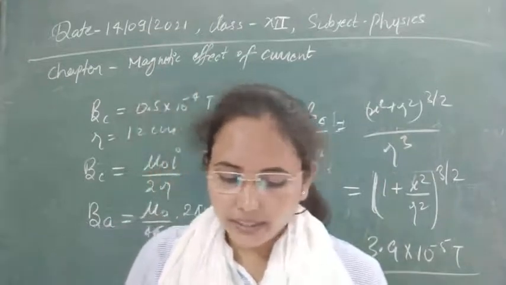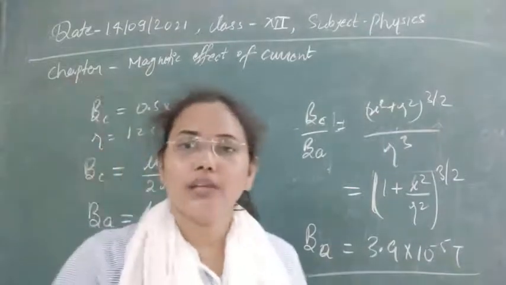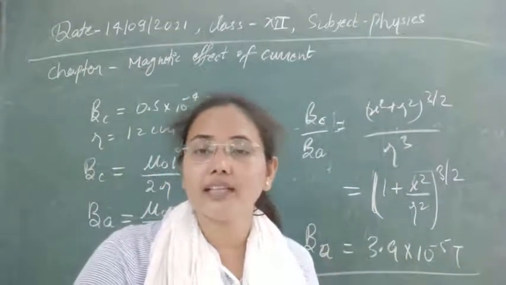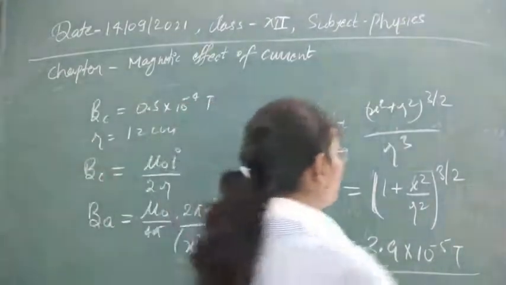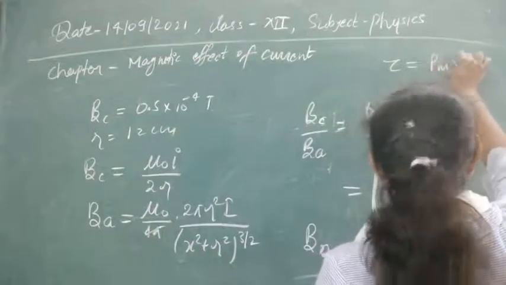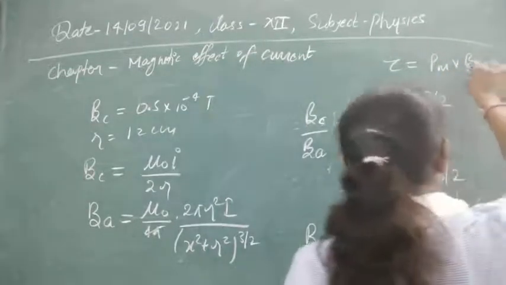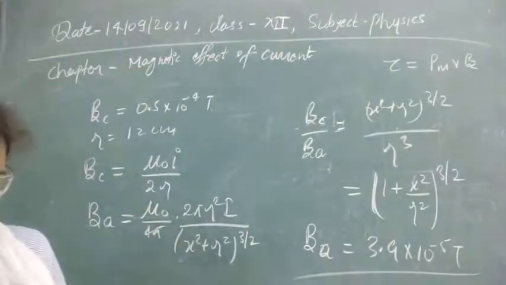So you know, a current carrying coil always has a magnetic dipole moment, because any current carrying coil behaves like a dipole, so it will have some magnetic moment. So a torque will arise due to this magnetic moment and the magnetic field, and that is equal to Pm cross B, where Pm is the magnetic moment.